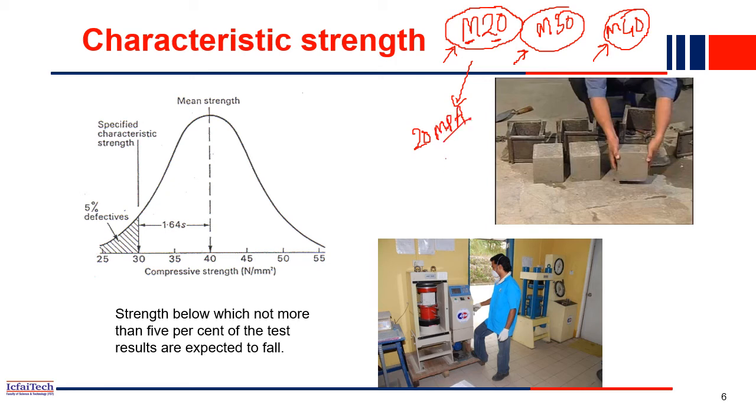So MPa is nothing but Newton per mm square. So this grade of concrete has a compressive strength of 20 Newton per mm square. Similarly, this grade of concrete has 30 Newton per mm square MPa compressive strength, characteristic compressive strength.